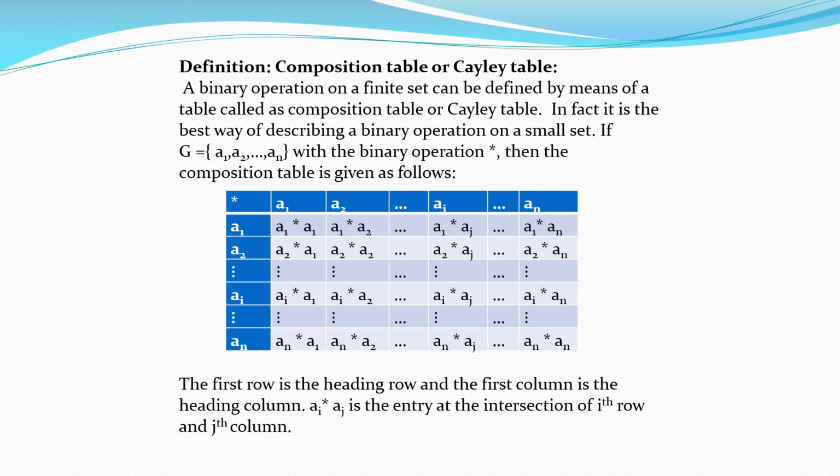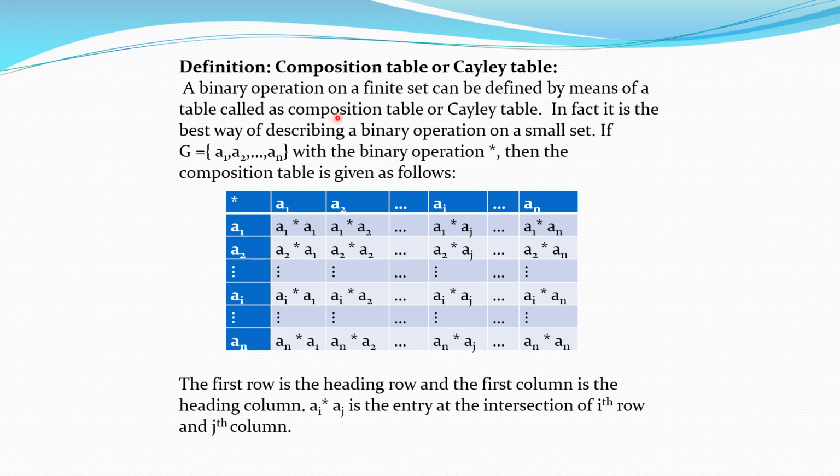Now, to show that a certain finite set is a group, we need to prepare the composition table or Cayley table, because if we prepare the composition table, then it is easy to check whether that set is a group or not. So before going to finite groups, first we see what is the meaning of composition table or Cayley table.